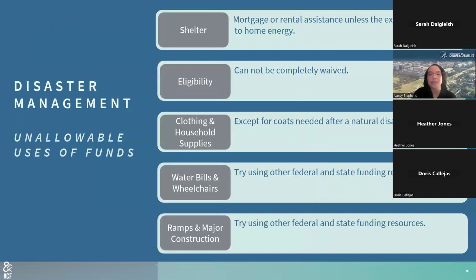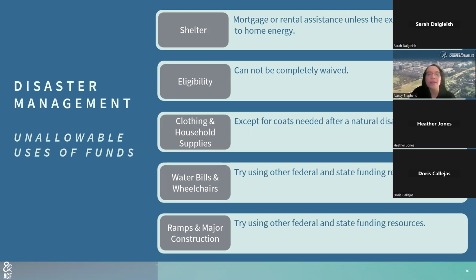Next slide, please. So now let's quickly go over some of the things that are not allowable uses of LIHEAP funds related to natural disasters. Shelter. As I said earlier, you can provide temporary shelter for short periods of time. However, things like mortgage payments or rental assistance are not allowable unless these are necessary costs to shelter individuals from a crisis situation for a temporary period.